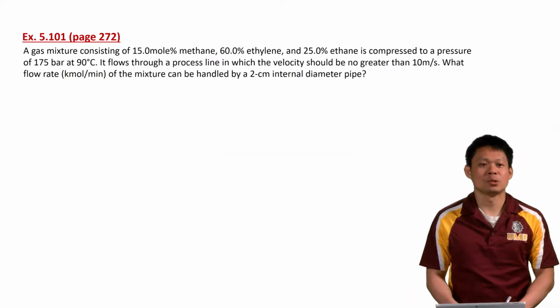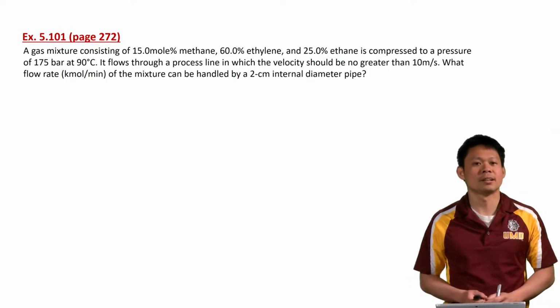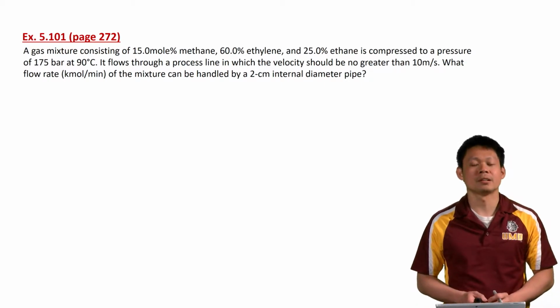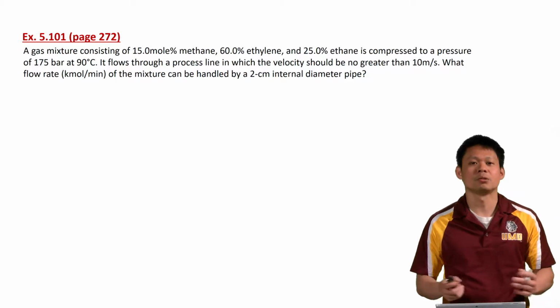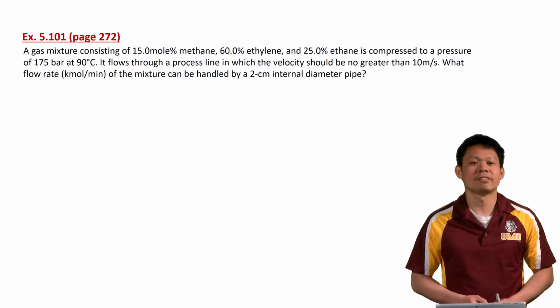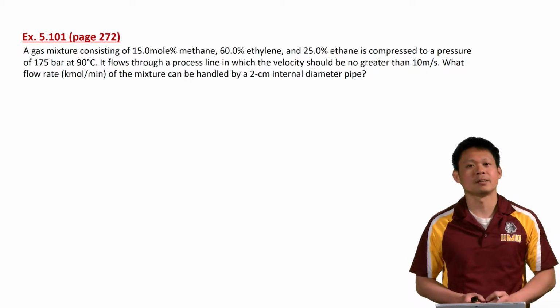Hello everyone, welcome to our video example that's going to be related to the lecture that we covered where we talked about non-ideal equations of state. In this case, this example is going to deal with using the generalized compressibility charts, how to read that, how to use the z-value in a problem. This is question 5.101 from page 272 from the textbook, so go ahead and read that question.